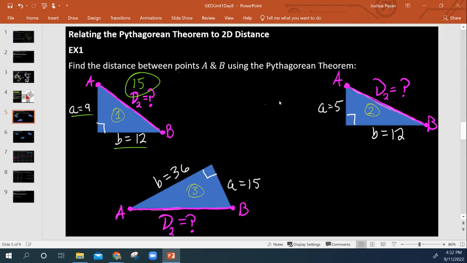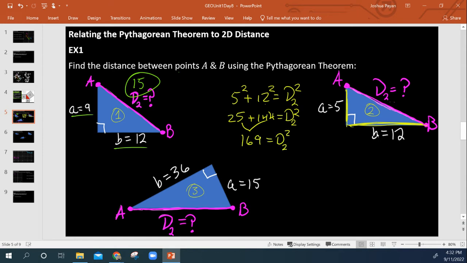And I'll use yellow. Okay, so here we are looking for another missing hypotenuse, shall we say, right? So we're looking for this missing distance here. That is equal to leg squared plus the other leg squared. So 5 squared plus 12 squared is going to be equal to our missing distance squared. So that's 25 plus 144, right? That combined together gives us 169. Take the square root of both sides, and our missing distance is simply 13.